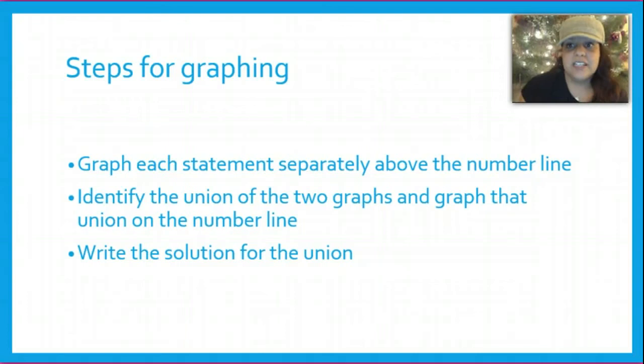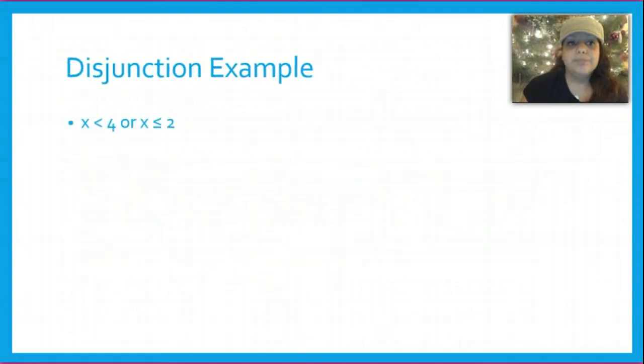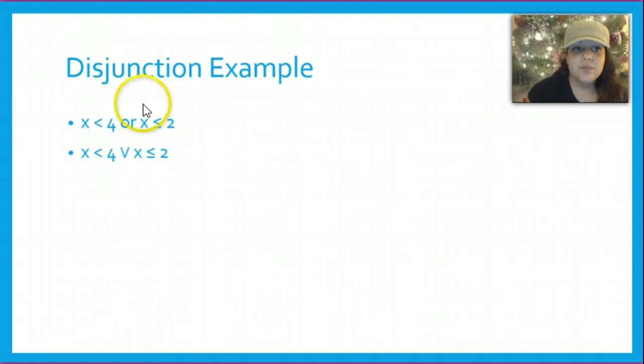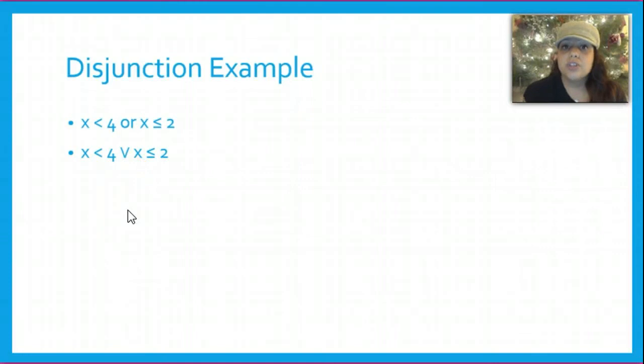Alright, so let's get ready and do an example. We're going to take this disjunction that says x is less than 4 or x is less than or equal to 2. Now what I want to show you is that this symbol right here, which looks like a letter V, is the symbol that we use to symbolize disjunction, to symbolize the word or. With a conjunction, that symbol was an upside down V. For a disjunction, for the word or, that symbol is going to look like a letter V. So let's move on.